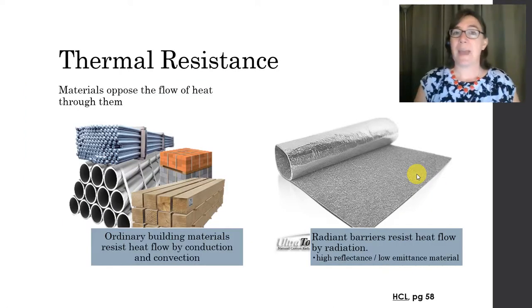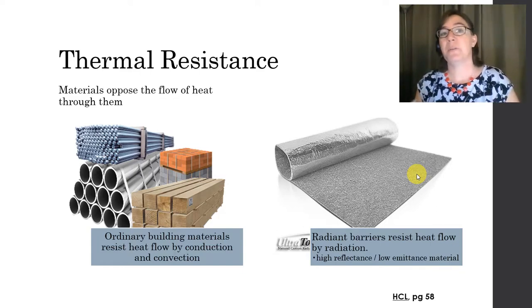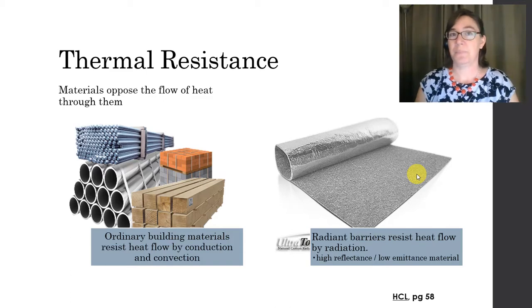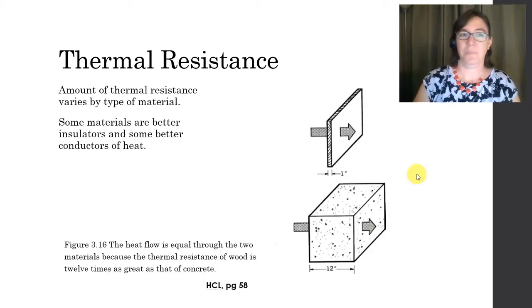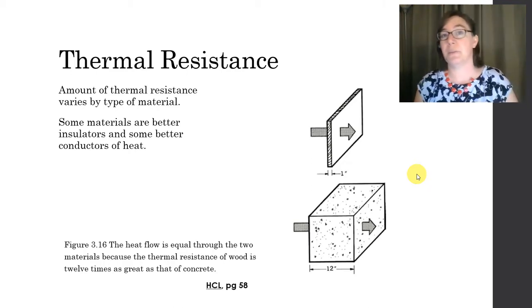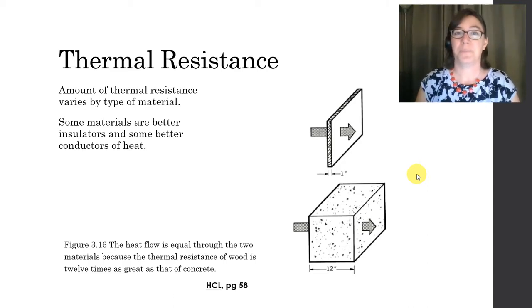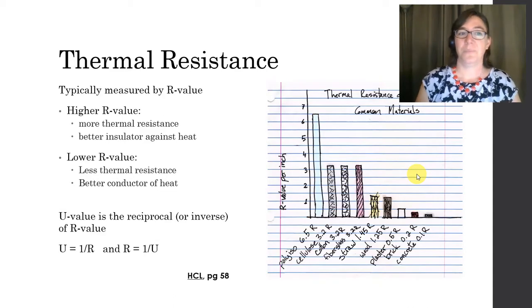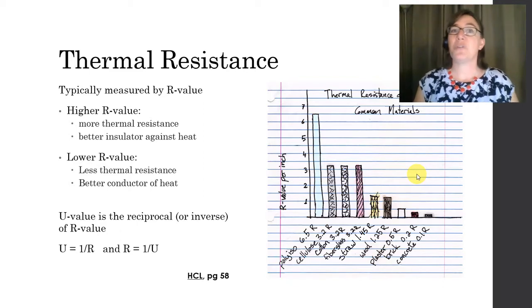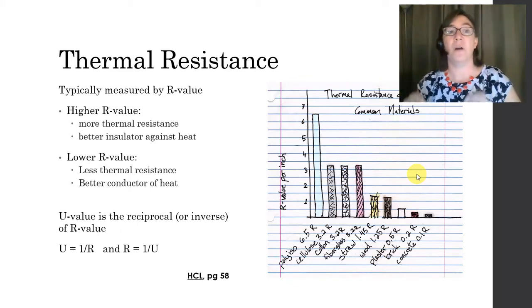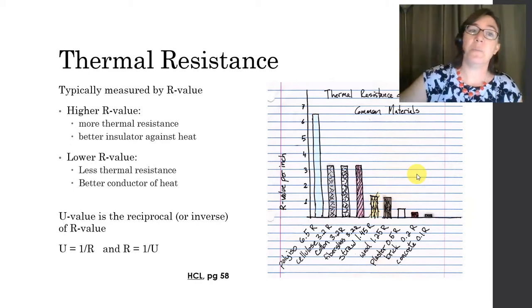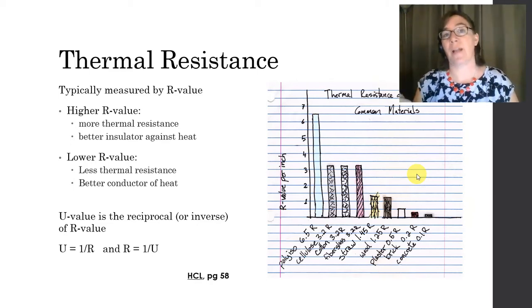A little flashback here: the materials that we make our buildings out of oppose the flow of heat through them. And that thermal resistance is going to vary by the type of material. Some materials are better insulators and some are better conductors. And so we measure this thermal resistance with R value. Higher R value is more thermal resistance, lower R value is less thermal resistance.